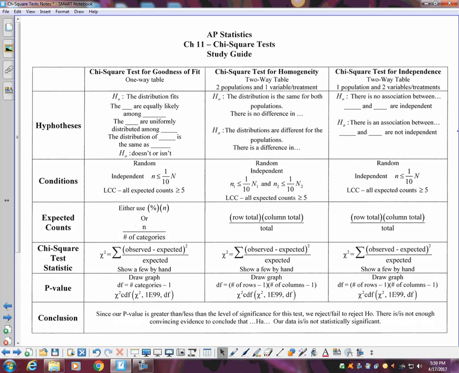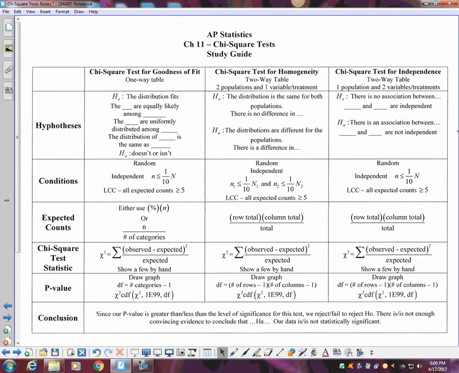The astrological signs are uniformly distributed among all U.S. citizens. So those are your H sub O's, and then your H sub A is that it doesn't or it isn't. And a lot of times you can get that sentence from the question.